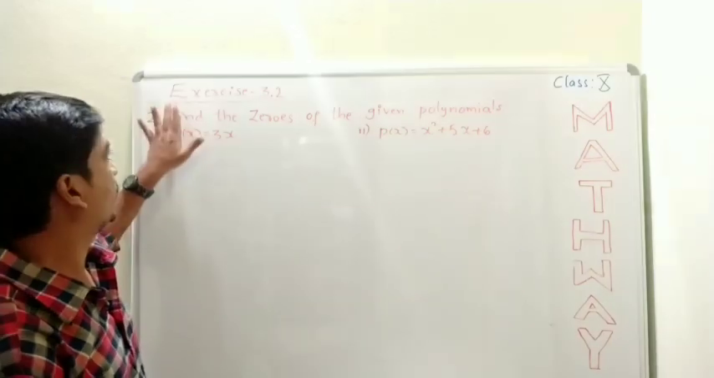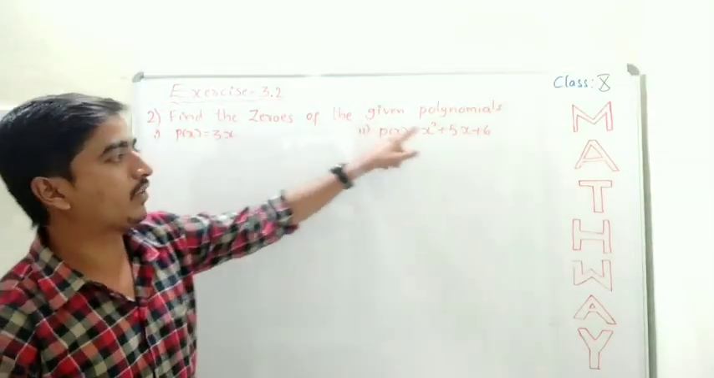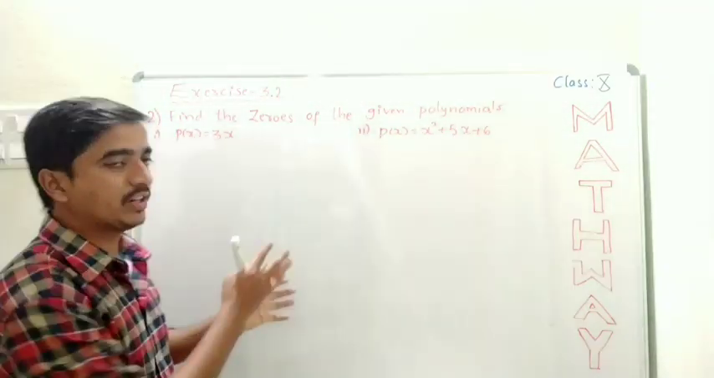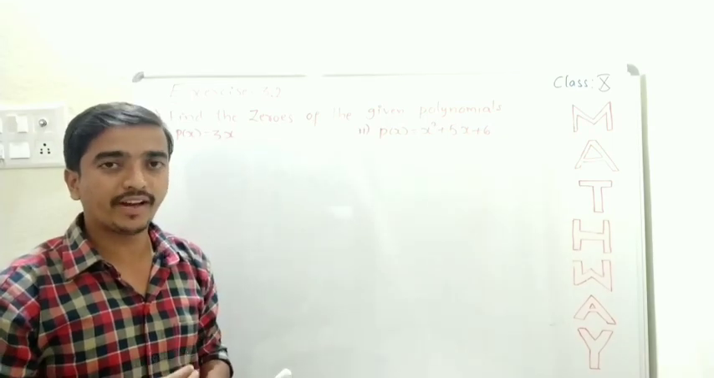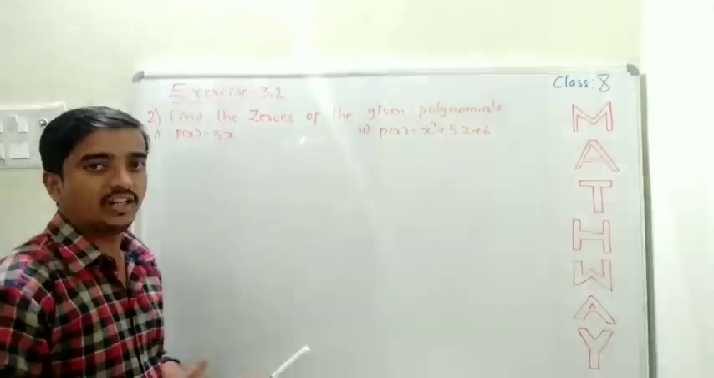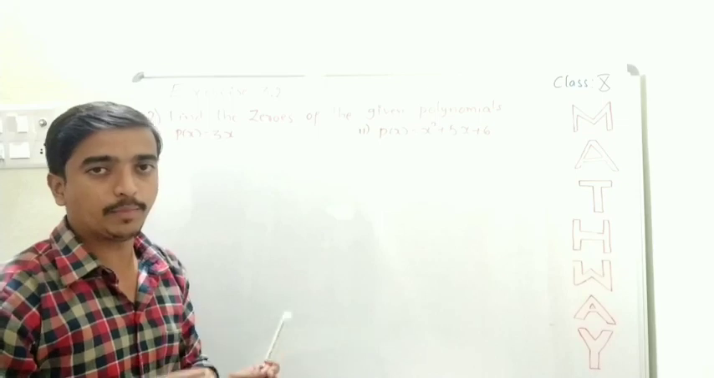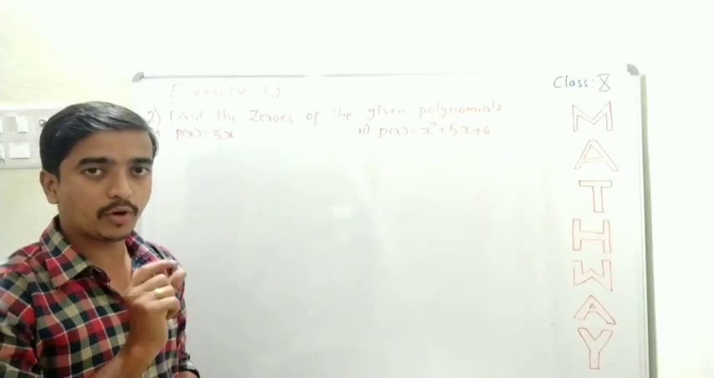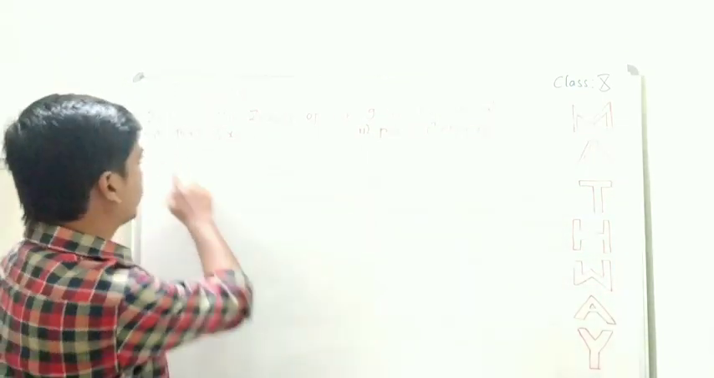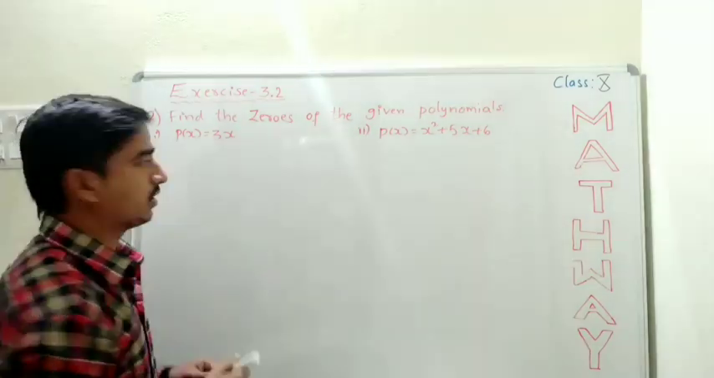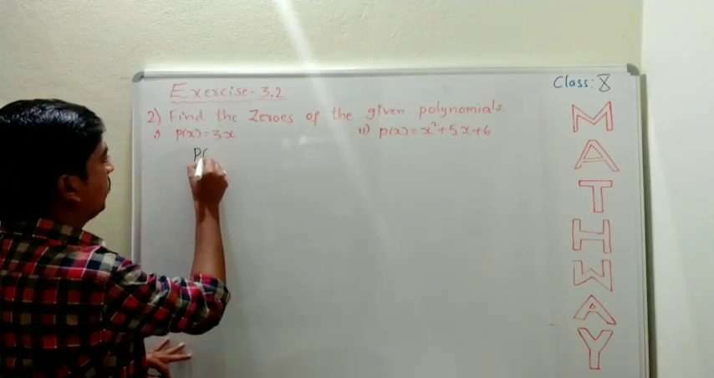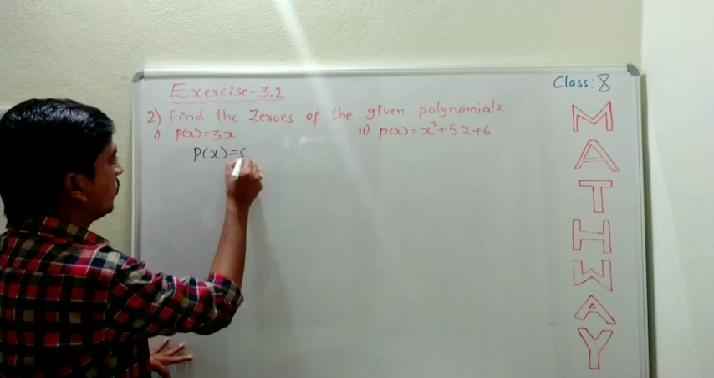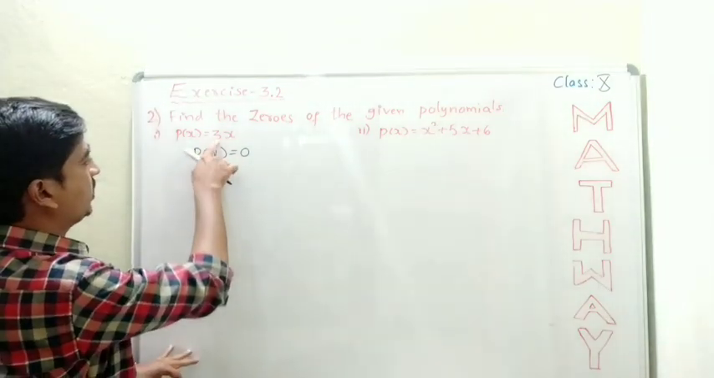Now see the second question. Find the zeros of the given polynomial. Here we are given some polynomials and we have to find the zeros for them. We already learned that to find the zero of any polynomial, we have to make the polynomial equal to 0. The first one is p of x equals 3x. So make p of x equal to 0. The given p of x is 3x.